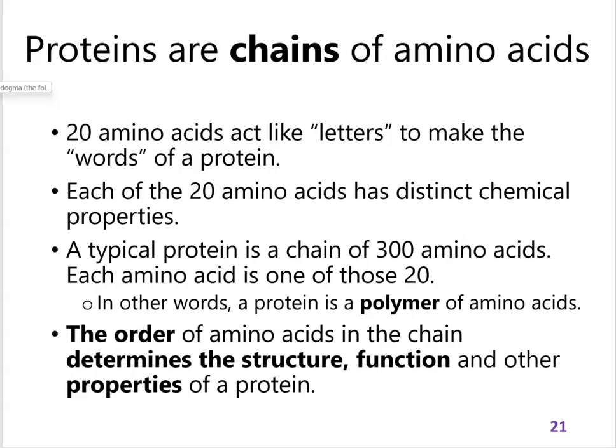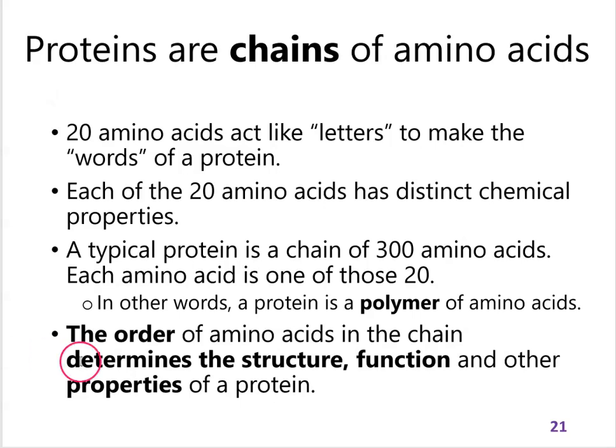But essentially, each amino acid has distinct chemistry. Each amino acid is going to interact with other molecules in its own way. And how that protein is made, which amino acids are where in the chain, determines how it's going to fold into a three-dimensional structure. And it determines ultimately how it's going to interact with other molecules. Will it catalyze a chemical reaction, or will it just stick to another protein? What's it going to do? That's all based on which amino acids are where in the protein.